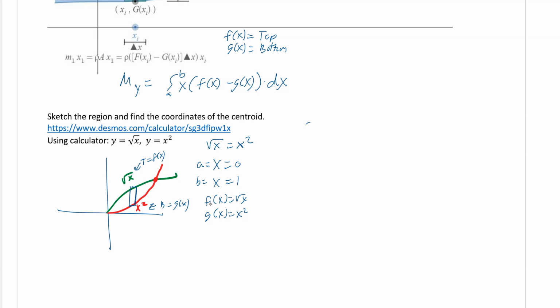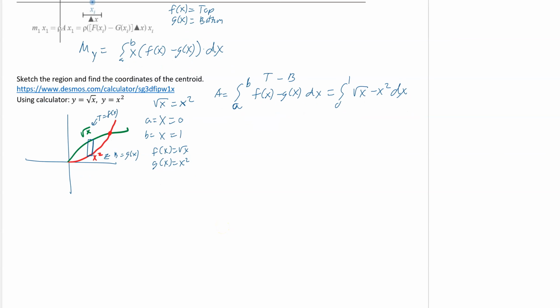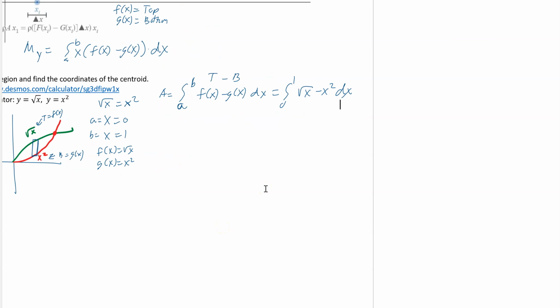So now let's first start by finding our area. So it's from 0 to 1 of f of x minus g of x. Let's actually write it. A to b, f of x minus g of x dx. Top minus bottom, just like before. So 0 to 1, and then square root of x minus x squared dx, and we're going to plug that in the calculator and see what it gives us. And so it's 1/3.